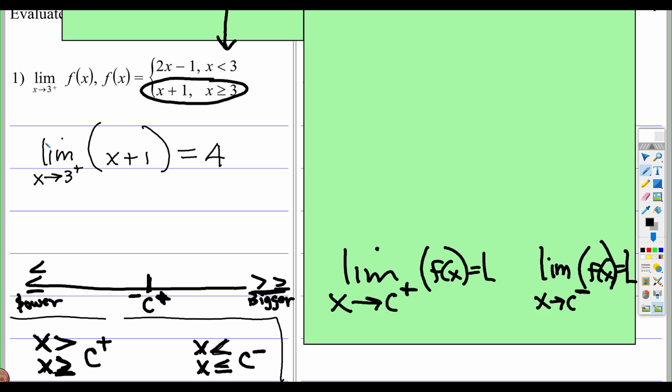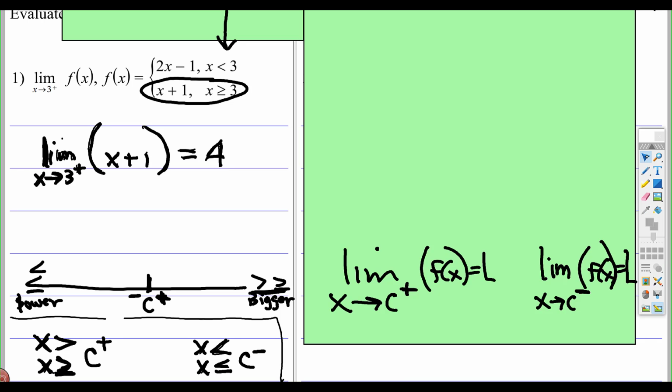You rewrite the limit as x approaches 3 from the right. You take this piece of the function, because that's the right-sided, that's the positive-sided function, and then you substitute 3 in for x. 3 plus 1 is 4.